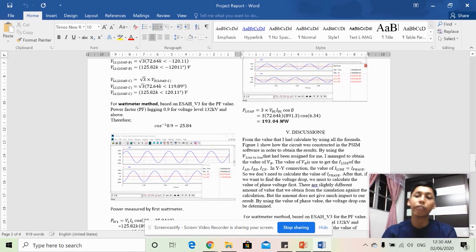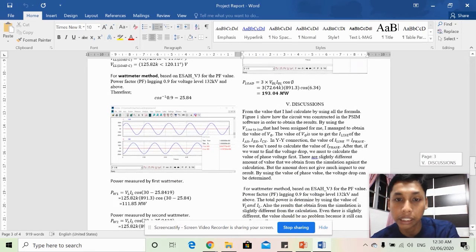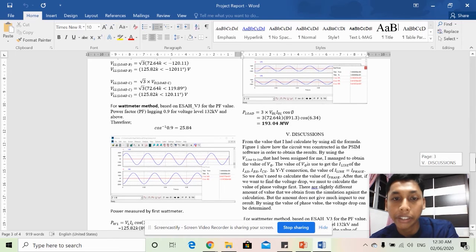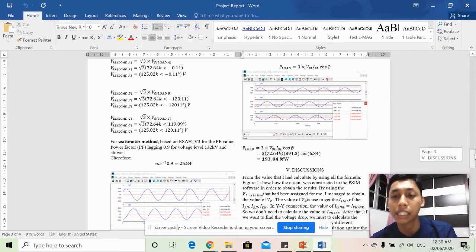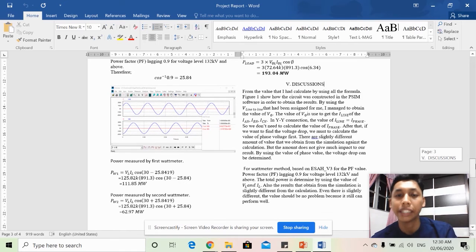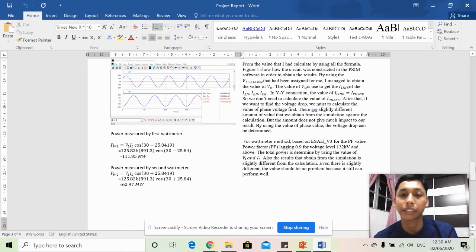And then for the discussion, you can see this. I already got mostly the calculation and the simulation, and when we compare them, they are the same. So we can see we did this report with few mistakes and we can proceed. That's all.